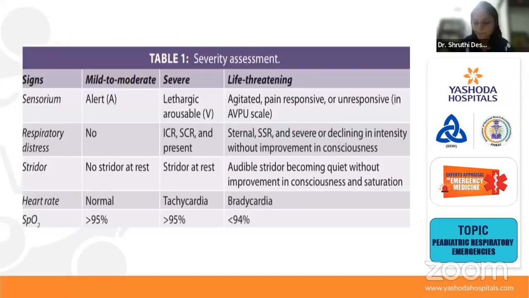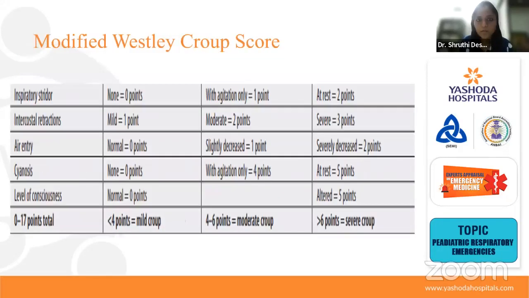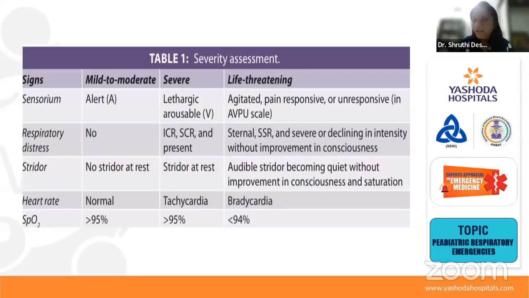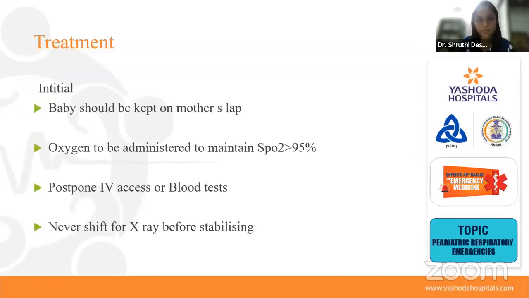So I was telling you regarding the severity of croup, the scoring system of croup. We had discussed the modified Westley croup score. There is another severity assessment used by the Indian Academy of Pediatrics, where the parameters are sensorium, respiratory distress, stridor, heart rate, and saturation levels, and it is classified into mild to moderate, severe, and life-threatening croup.